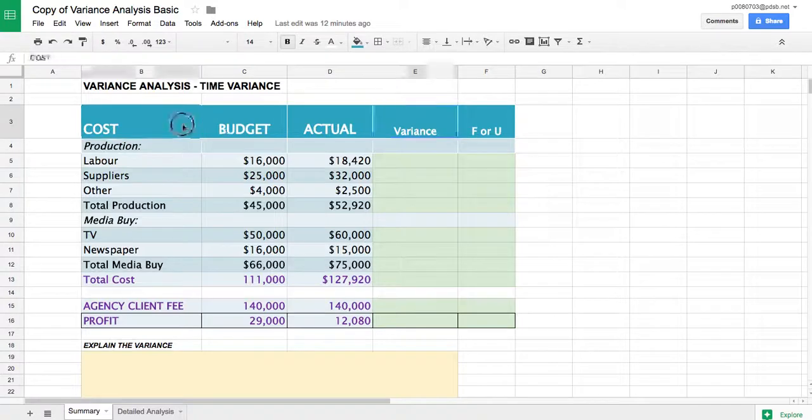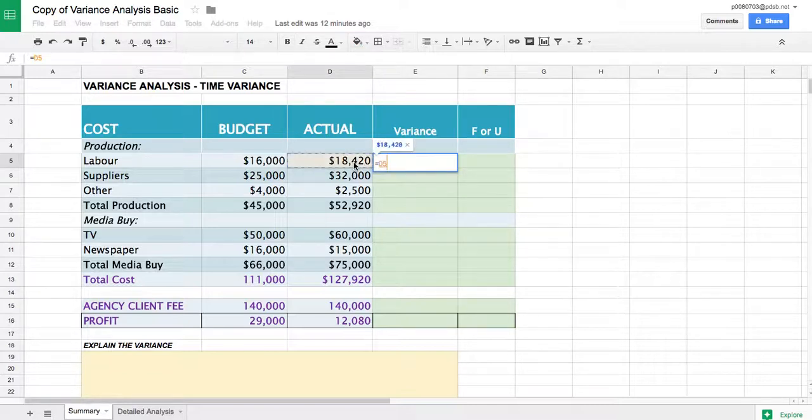So this is a very simple worksheet where all we're going to look at is the differences between budget and actual, and to determine if it's a favorable difference or an unfavorable difference. F standing for favorable, U standing for unfavorable. So we did this in class quickly yesterday, but I'm going to go through it again. So this is a simple calculation. All we're going to do is subtract the budget from the actual to come up with a variance of 2,420, which says that our actual is $2,420 higher than our budget.